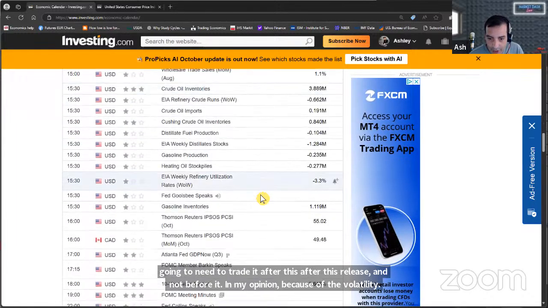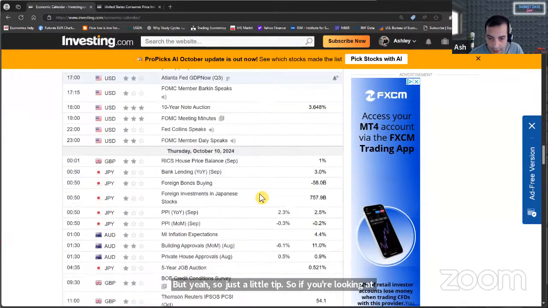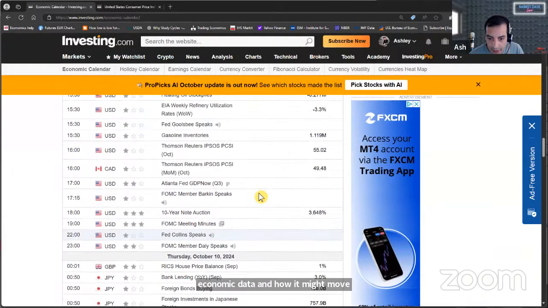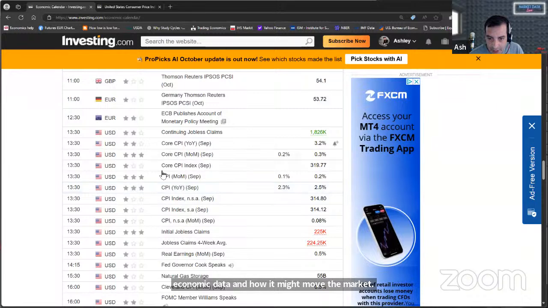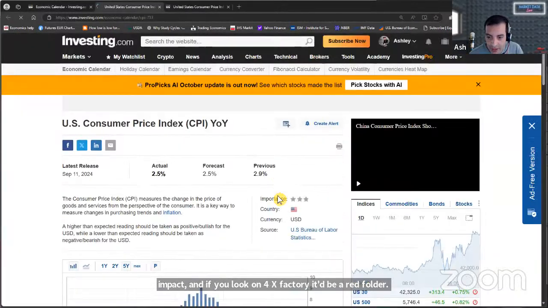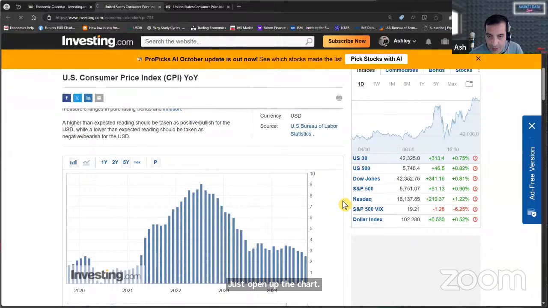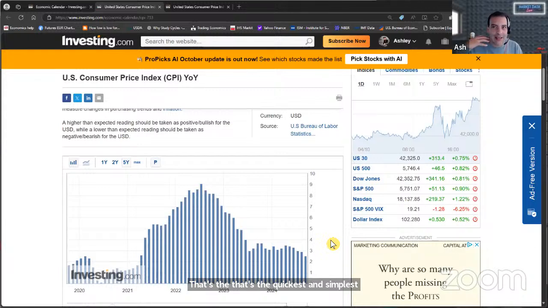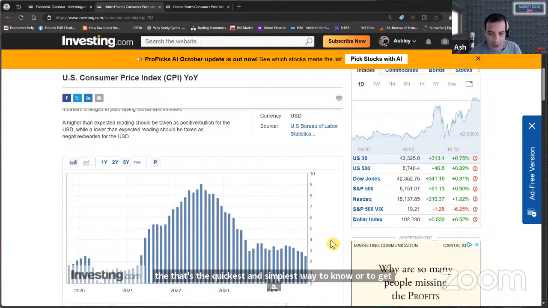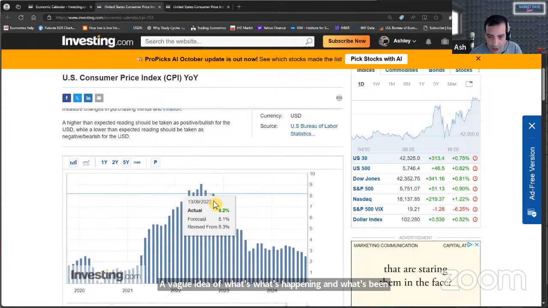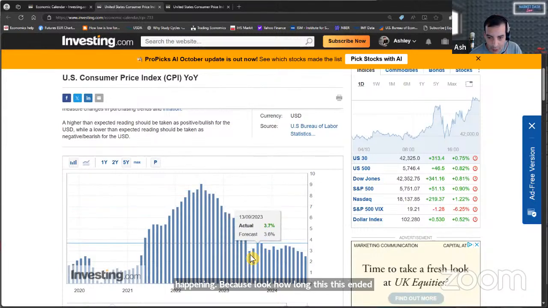So if you're looking at economic data and how it might move the market, then the inflation data that we're getting from the United States is definitely a market mover, and you can see because it's got 3 stars. It's saying that it has a market impact, and if you look on Forex Factory, it'd be a red folder. Just open up the chart and see where the trend is. That's the quickest and simplest way to get a vague idea of what's been happening, because look how long this ended up lasting before it started to pump up again a little bit.